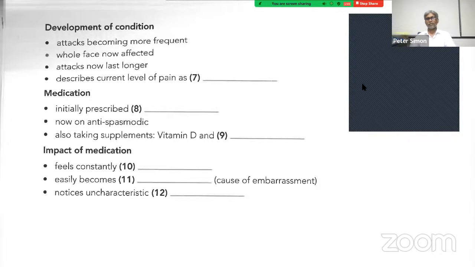Question 9. Now on antispasmodic medication. Also taking supplements, vitamin D and vitamin D and small letters, Salimat, no capital letter. Calcium. Vitamin D and vitamin C, multivitamins, minerals, fluids. What else you can write? Think. What are the other supplements? Imagine. Yeah.